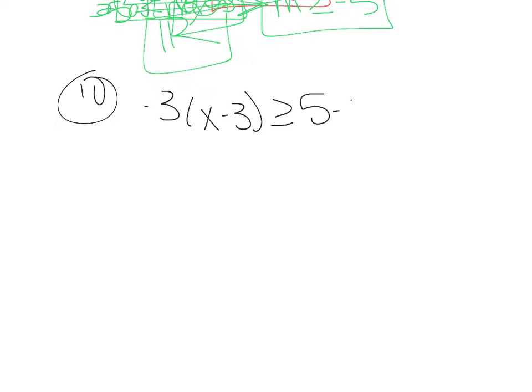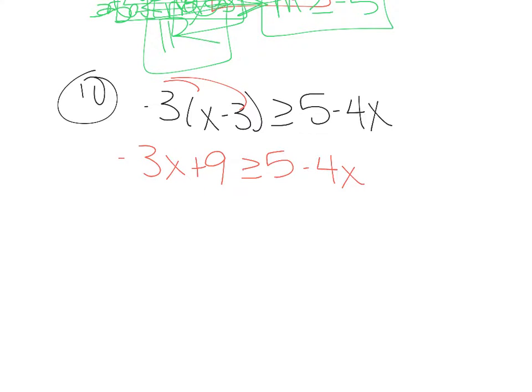Okay, number 10, say I have negative 3 times the quantity x minus 3 is greater than or equal to 5 minus 4x. Okay, we're going to distribute that negative 3. I have negative 3x plus 9, because negative 3 times negative 3 gives me a positive 9, is greater than or equal to 5 minus 4x. Okay, like the last ones, I've got x's on both sides of my equal sign. If we're looking for positive numbers, we're going to move this minus 4x over here to the left-hand side, and we're going to do that by adding 4x.